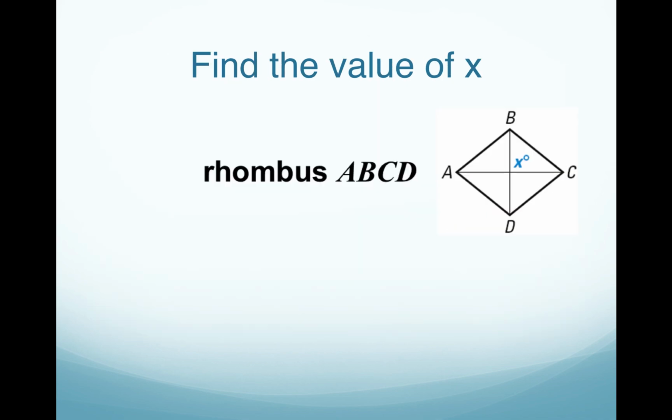They're congruent in a rectangle. Okay, find the value of x. So ABCD is a rhombus. Well, what do we know about rhombuses? We know that they have two diagonals, and the diagonals intersect at 90-degree angles. So this is a 90-degree angle, this is a 90-degree angle, this is a 90-degree angle, and this is a 90-degree angle. So x is a right angle, so x is equal to 90 degrees.